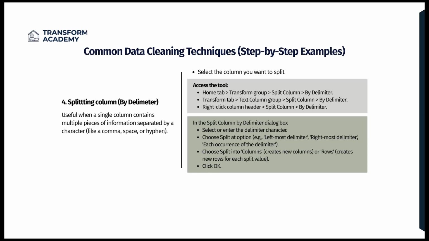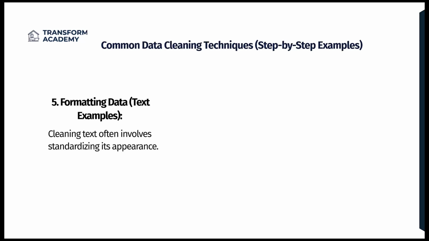In the Split Column by Delimiter dialog box, select or enter the delimiter character. Choose how to split, for example, at the leftmost delimiter, the rightmost delimiter, or each occurrence of the delimiter. Choose to split into columns or rows. Create new rows for each split value. Click OK.